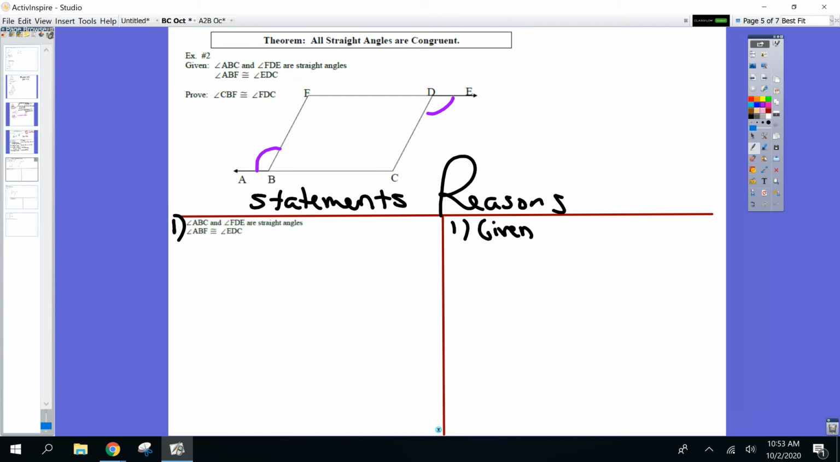After you're writing everything down and marking your diagram, look at the two angles I need to prove congruent: CBF and FDC. Locate them and see if you can come up with a plan in your head right now. How would I get those two congruent, knowing that those are straight angles and those two angles I marked are congruent?